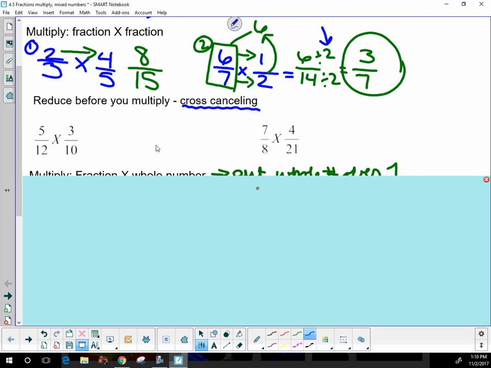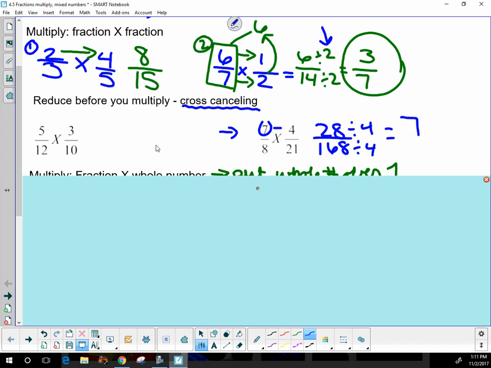But let's look at this one over here. Okay, now you have 8 times 21. Yuck, that's going to be 168. And 7 times 4 is 28. You can start by 4s, start reducing by 2s. There's going to be a lot of reducing to get this down there. So if I reduce by 4, well, guess what? I'm right back to 7 on top.